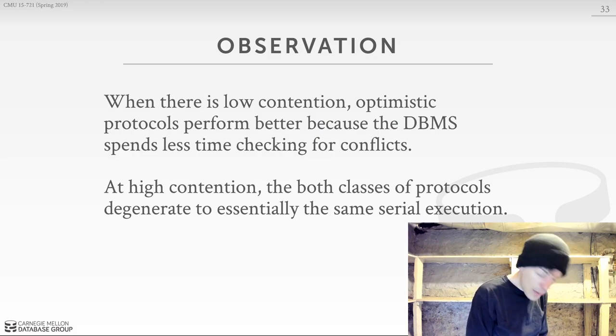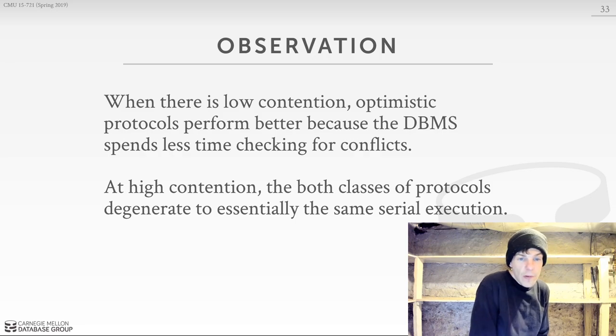All right, so one observation we can make about these protocols is that the optimistic and timestamp ordering protocols are going to perform better when there's low contention, because the database system is not going to end up wasting its time checking for conflicts that just don't exist. But the problem is that for really important applications, there's often a lot of contention. And what'll happen is that the protocols essentially degenerate into generating the same schedules, the same serial execution. So under extreme circumstances, no one protocol is better than another.